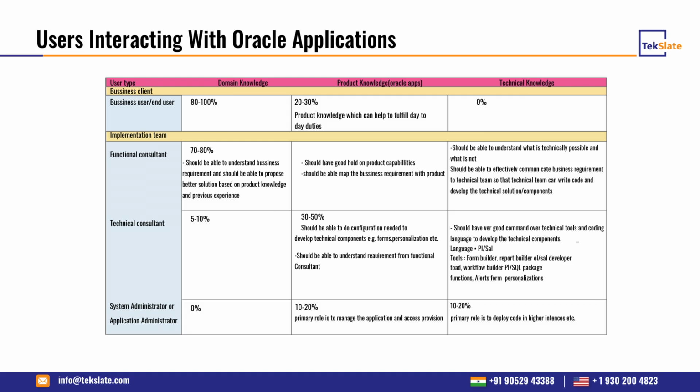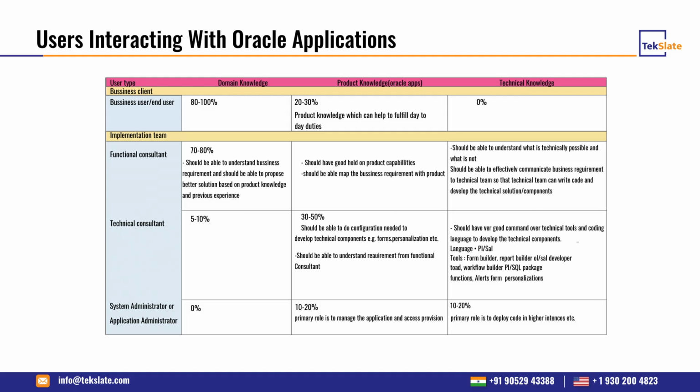We also call it a database administrator or a DBA. The role of a DBA, system administrator or application administrator, is to manage the infrastructure, the server, the environment or instance. He doesn't need to know anything about the domain because he never interacts with the business user directly. He hardly even interacts with the functional consultant.